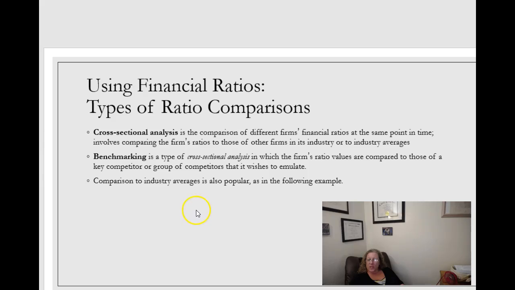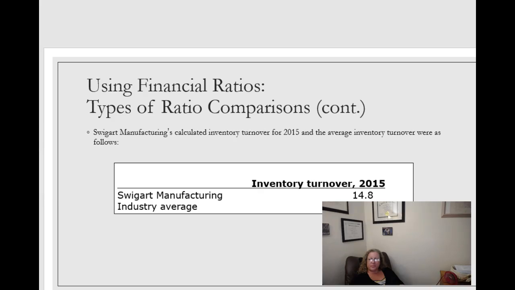Benchmarking is a type of cross-sectional analysis in which the firm's ratio values are compared to those of a key competitor or group of competitors that it wishes to be like. Comparison to industry averages is also popular, and we'll see some examples of this coming up.